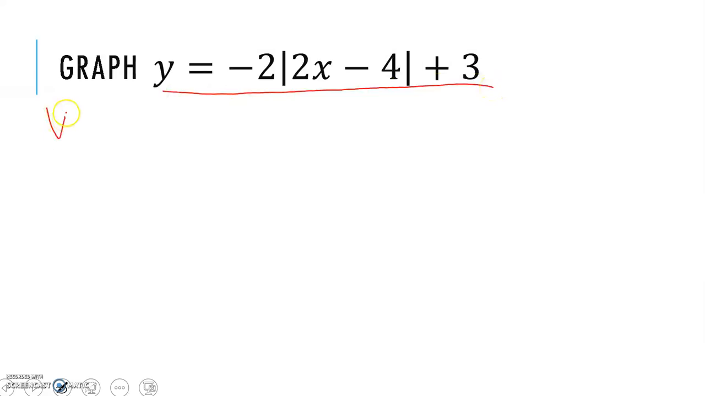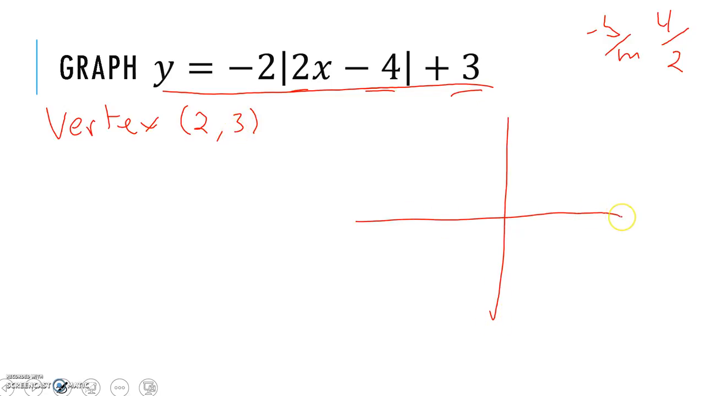The first thing that we're going to want to find is the vertex. We can find the x-coordinate of the vertex by using that equation, -b over m. In this case, the b value is -4, so that's +4, over the m value, which is 2. And 4 over 2 is 2. We also know that the c value, which is the 3, always gives us the y-coordinate for our vertex. So when we're graphing this equation, we're going to start at the point over 2 and up 3, which is right here.